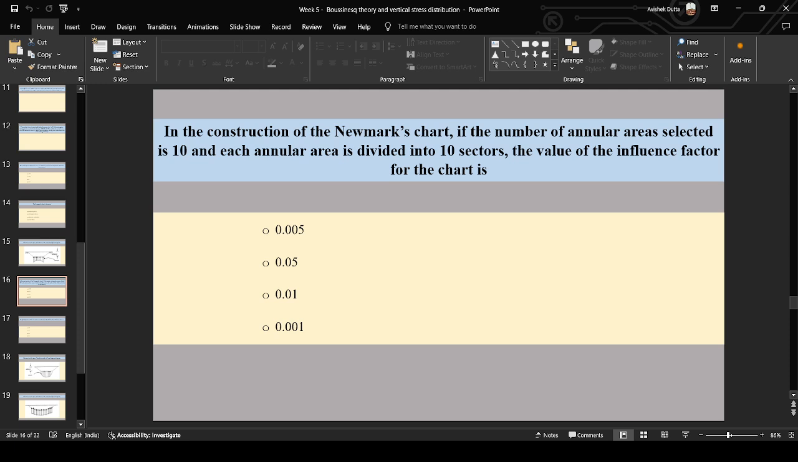The influence factor has a formula based on the number of annular areas and the number of sectors each area is divided into. You have to use that formula to find out the value of the influence factor.